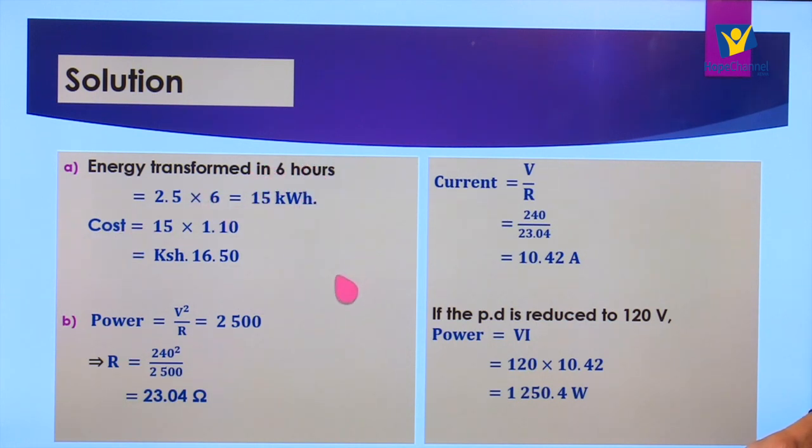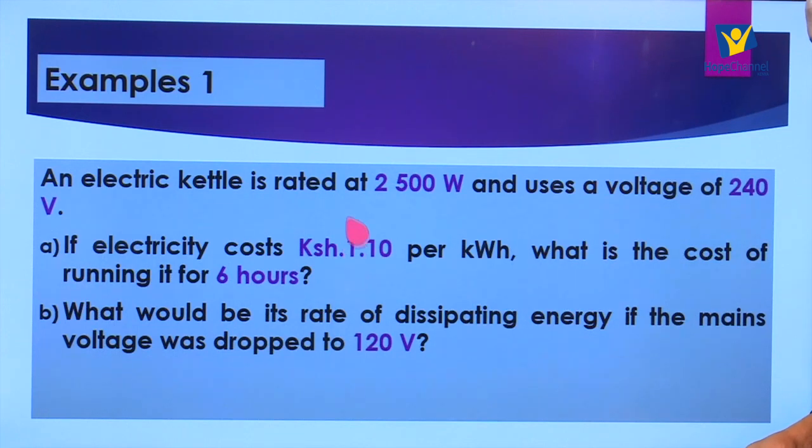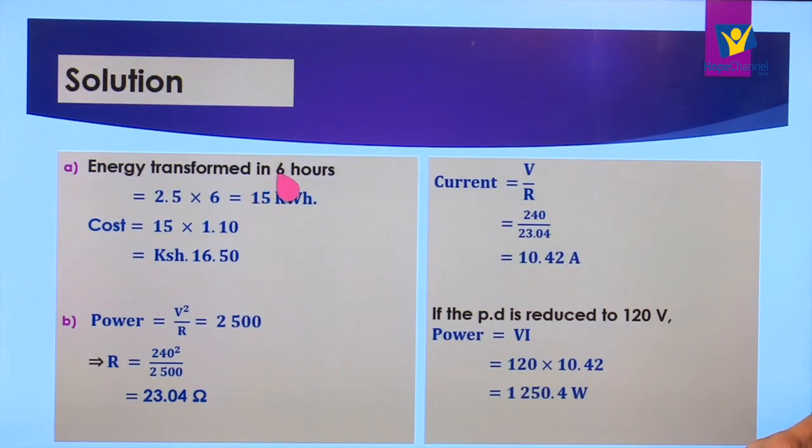Now if one unit costs 1.1 Kenyan shillings, this kettle in 6 hours will have used 15 units. So 1 unit costs 1.1. What about 15 units? The cost of running that kettle for 6 hours will be the number of units, which are 15, times the cost of 1 unit, which is 1.1. So the total cost after the 6 hours will be 16.5 Kenyan shillings. So that is how we calculate the cost that we're going to pay, directly from what we have consumed with that appliance.